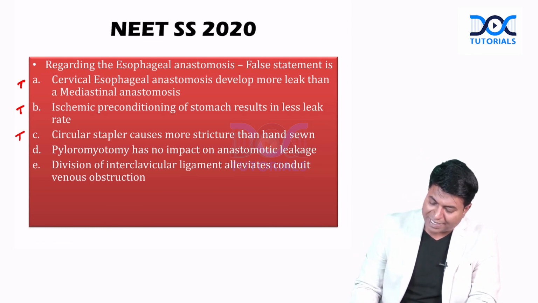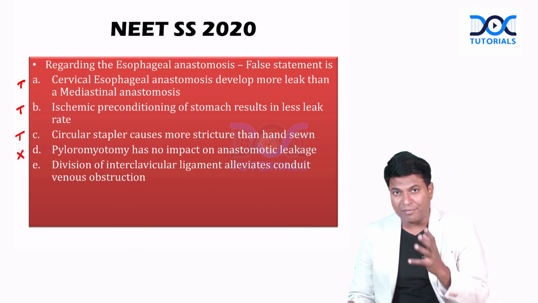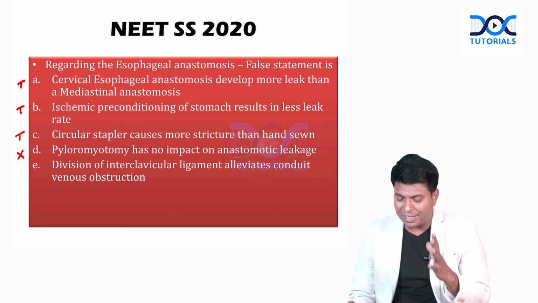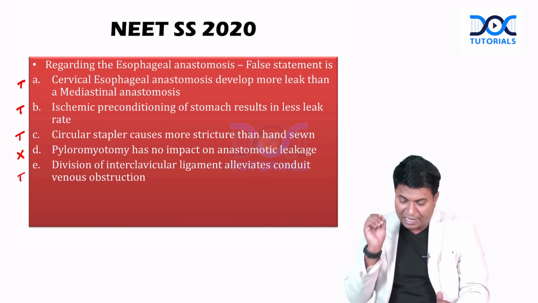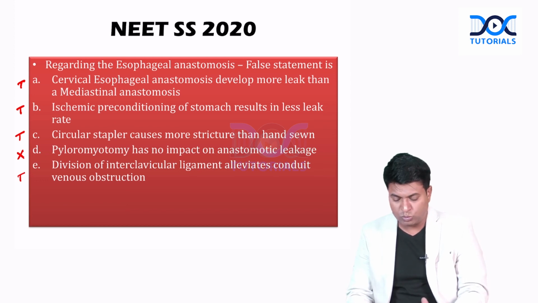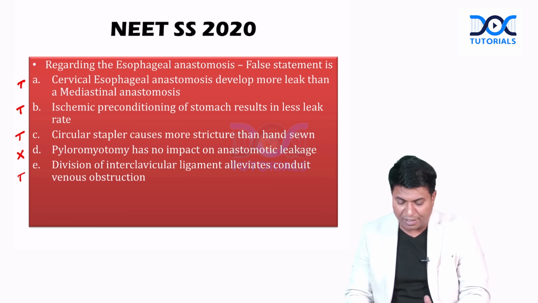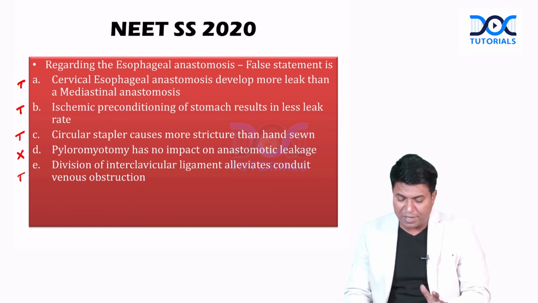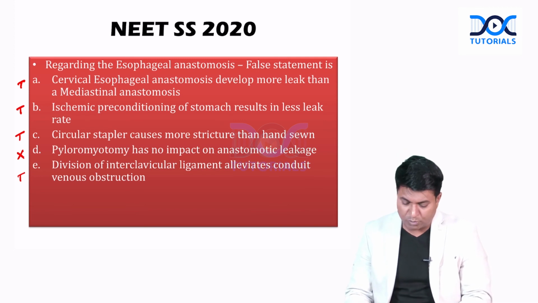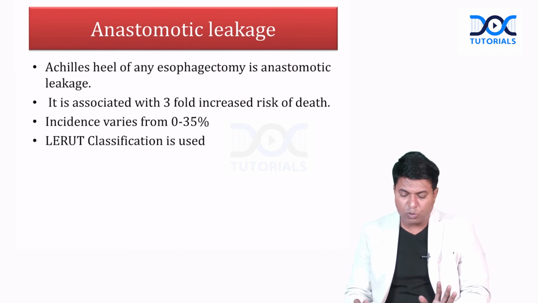Pyloromyotomy has no impact on anastomotic leakage. It is wrong. I told you, when I do pyloromyotomy, the venous drainage is good, so there is decreased anastomotic leak. Division of the interclavicular ligament alleviates conduit venous obstruction is true. That is also true. So the answer is D here. All these points are very essential MCQs. This is a repeat question from JIPMER. So please be thorough with this question. This is a JIPMER question. Okay, so all the points I told you.